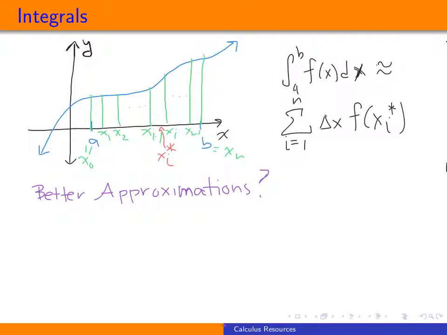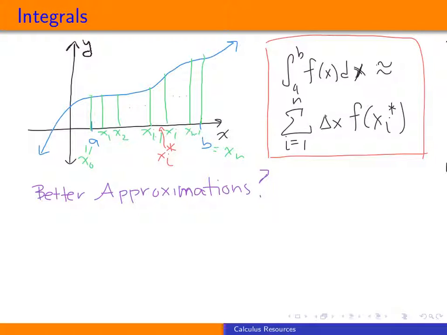So from the last slide, we saw that the integral from a to b of f of x dx is approximately the sum i equals 1 to n of delta x times f of x sub i star. Since x sub i star is any sample point, it could be a left endpoint or a right endpoint, and so it's perfectly fine to use that as a condensed way of saying all the things we said on the last slide. So the question is, how do we get a better approximation?